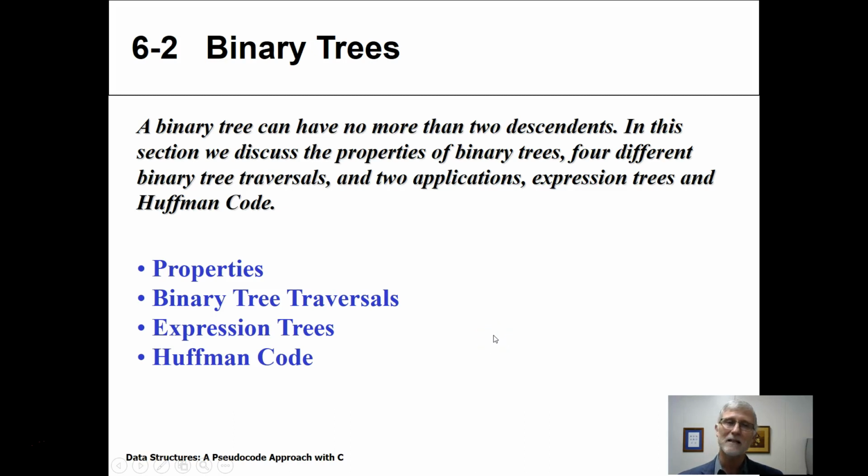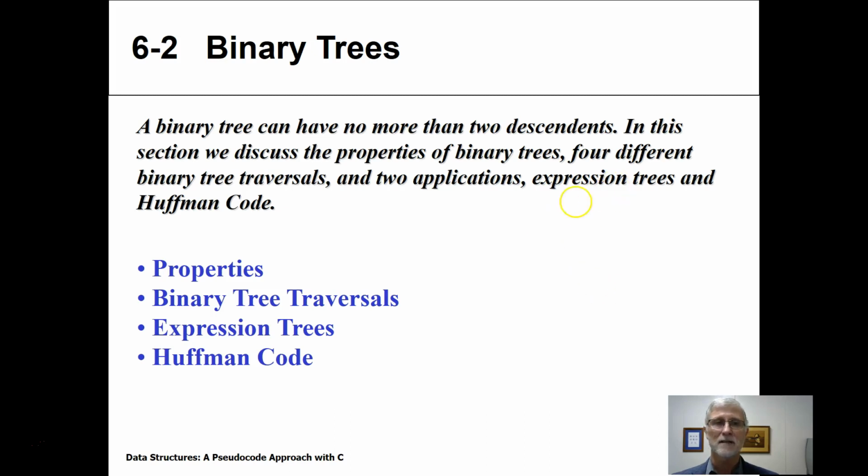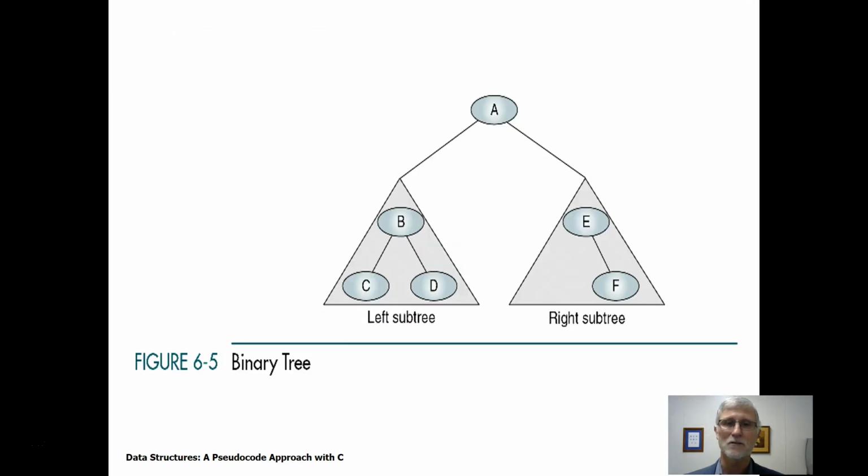Now, there's a special case of trees, and they're called binary trees. Binary trees have no more than 2 descendants. So when you looked at this here, F had what? It had 3 descendants. This is not a binary tree. A binary tree only has 2 descendants. And because there are definitely multiple different ways of traversing these, we'll cover 4 of them. We'll cover 3 depth first and 1 breadth first traversal.